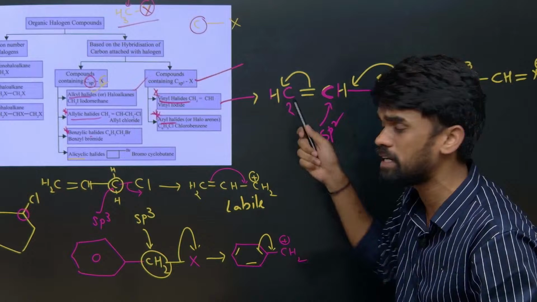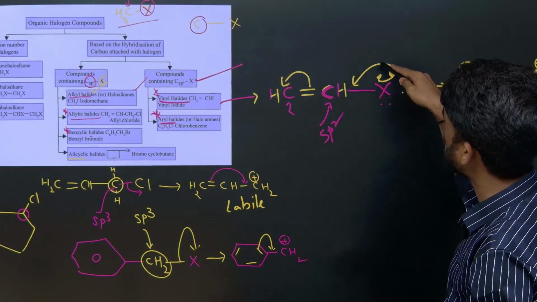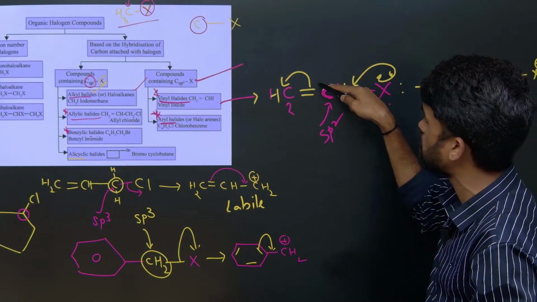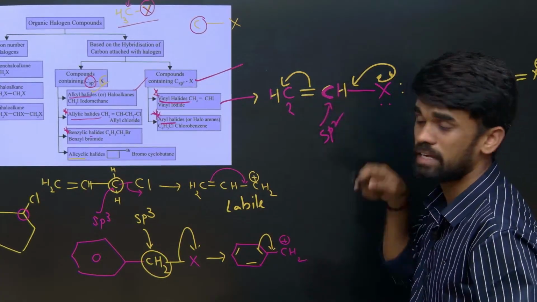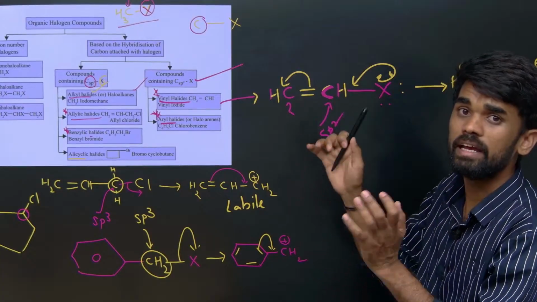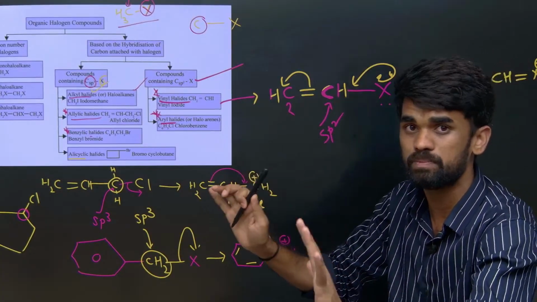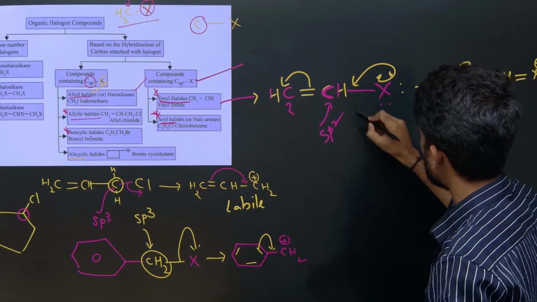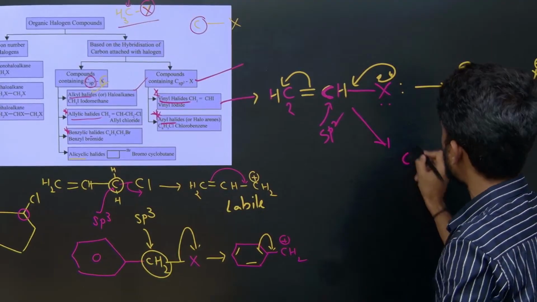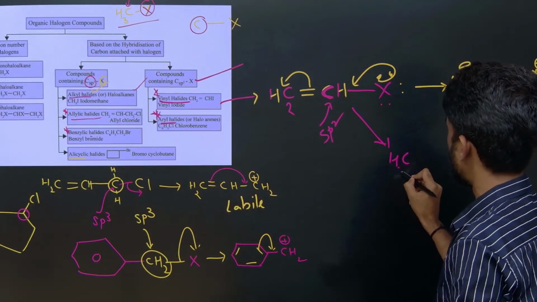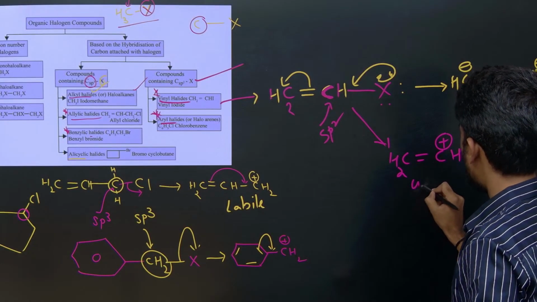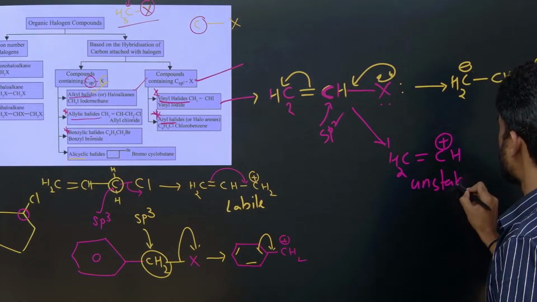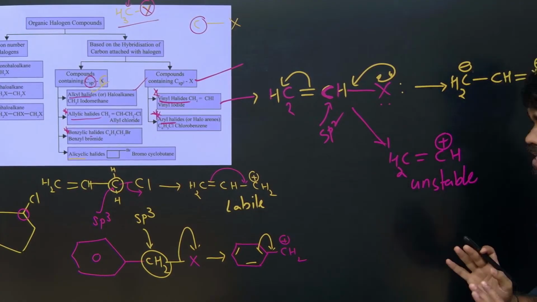Why am I saying inert? Because it is stabilized by the conjugation of this halogen's electrons with the pi electrons of this alkene. Therefore I can say this will be inert to chemical reactions. They won't participate in chemical reactions. The resulting carbocation, if I remove this halogen from here, will be a vinylic carbocation, which is highly unstable. So vinylic carbocation is highly unstable.